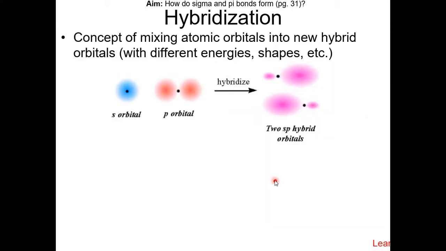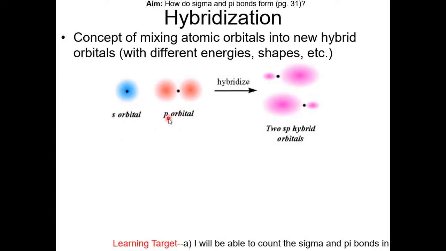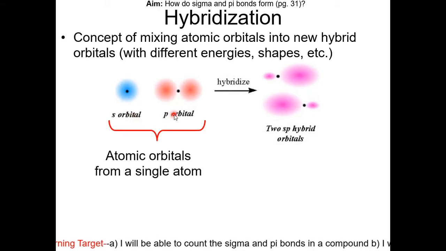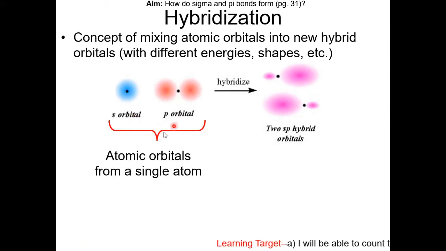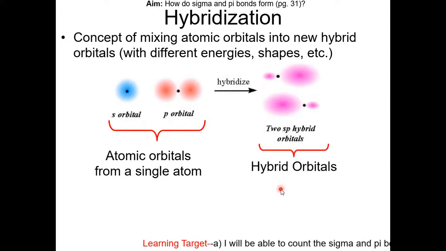In chemistry, hybridization is a concept of mixing atomic orbitals to form new hybrid orbitals. These new hybrid orbitals have different energies and shapes. As you can see from this diagram, you have an s orbital mixing with a p orbital. These orbitals are from the same atom. When these atomic orbitals mix, they form new orbitals, called hybrid orbitals.